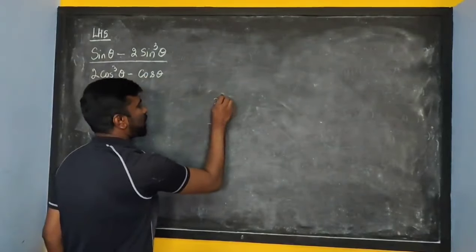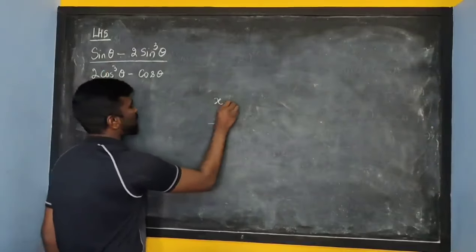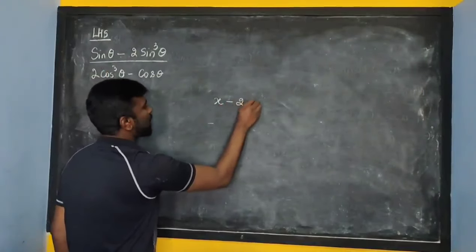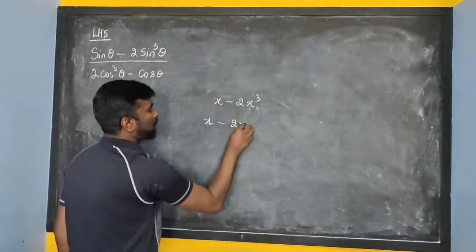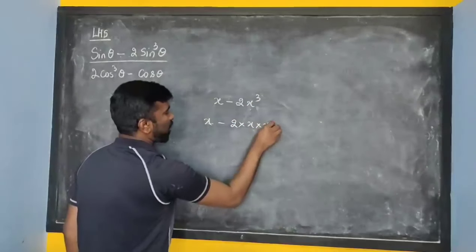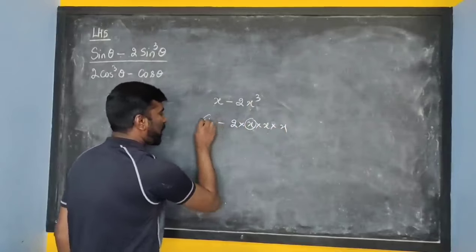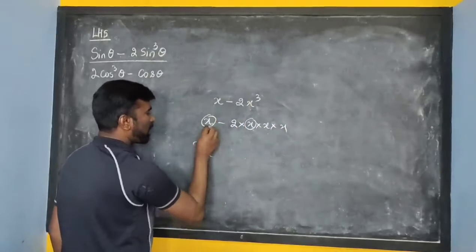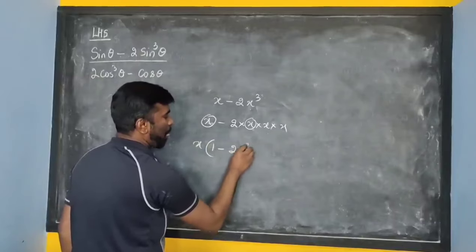Students, let me do with an example. Consider sin theta as x minus 2x cube. What is common here is x. x minus 2 into x into x into x. Write x cube as x into x into x. Take 1 x common out. What is the remaining here? 1 minus 2 x into x is x square.